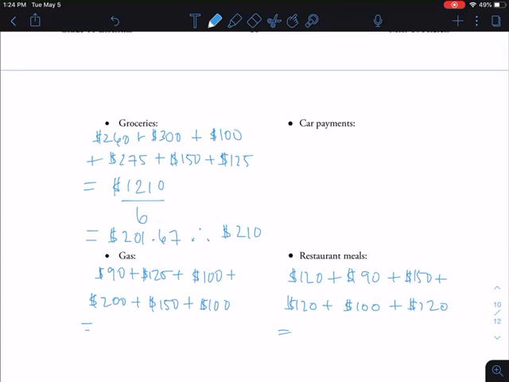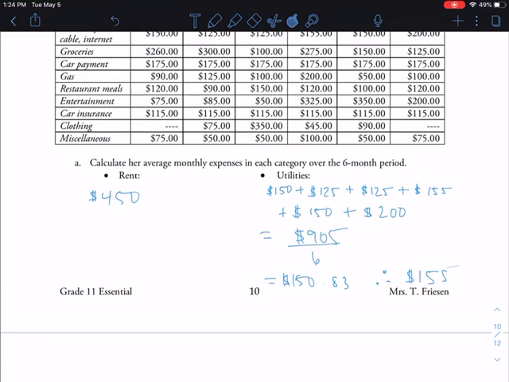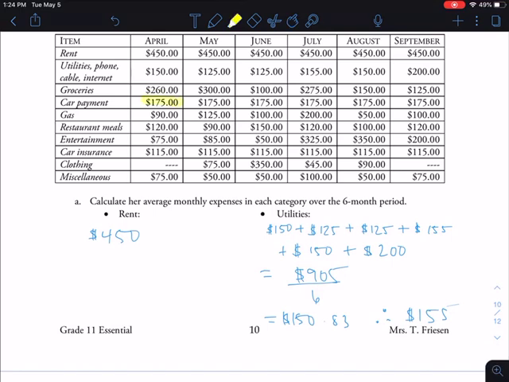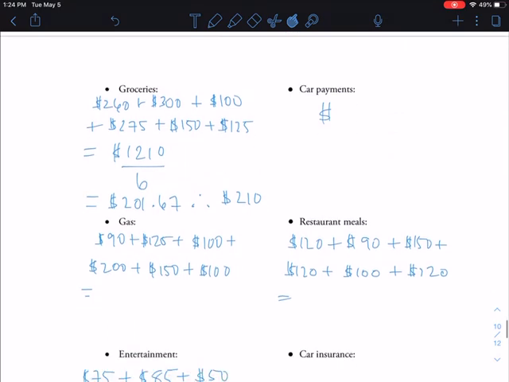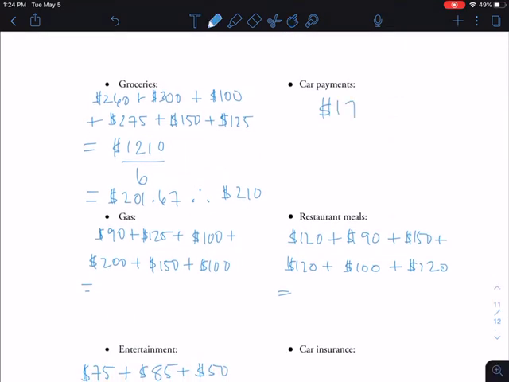The next one is car payments. Car payments is very similar to rent because if you go back and look at the table, you can see that her car payment is consistently $175 every month. And so because of that, the average is also just going to be $175. So we can just leave that as it is.